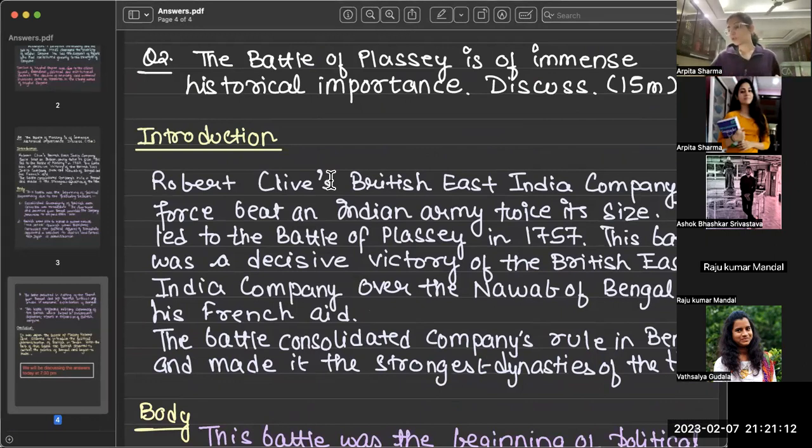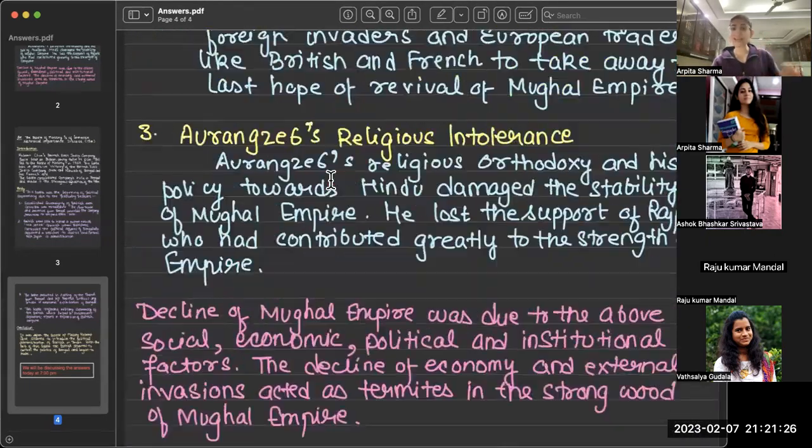History is all about story. If you know the story well, you can write thousands of pages. But if you have crammed something just for the sake of the exam, then it will be very tough for you to write answers or to write anything.